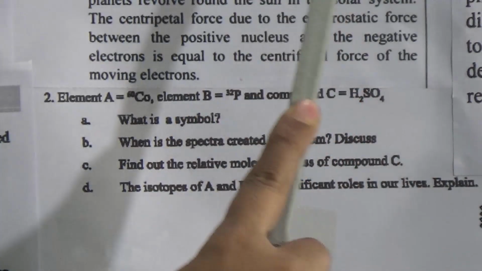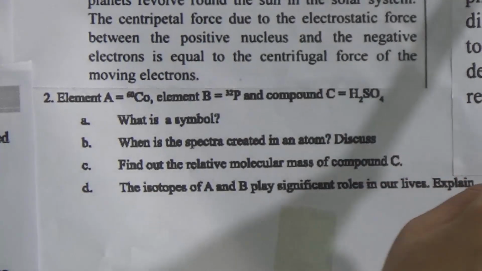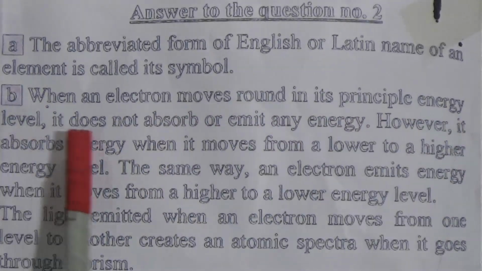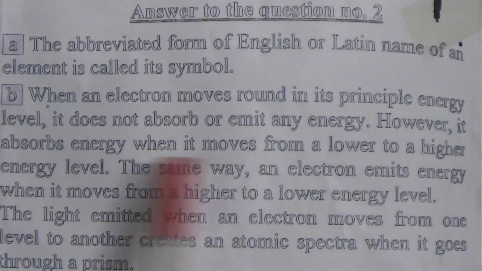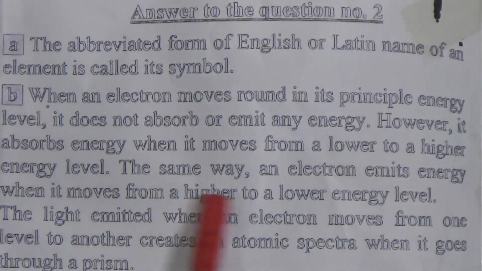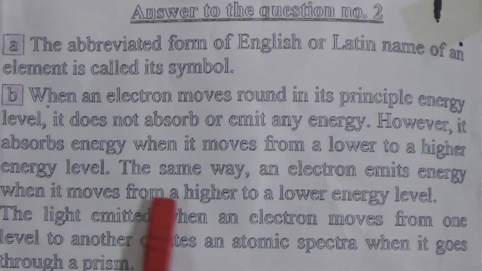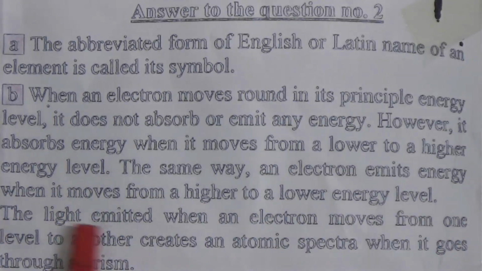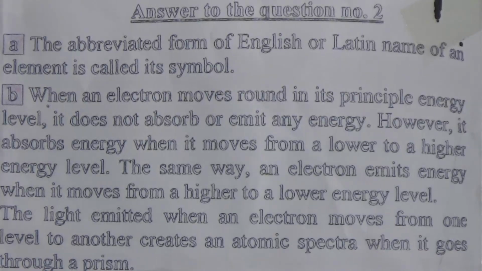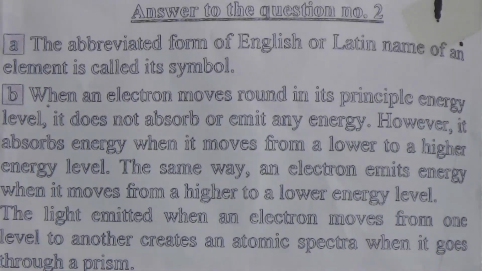Answer of A: the abbreviated form of the English or Latin name of an element is called its symbol. Answer of B: when an electron moves around in its principal energy level, it does not absorb or emit any energy. However, it absorbs energy when it moves from a lower to a higher energy level. In the same way, an electron emits energy when it moves from a higher to a lower energy level. The light emitted when an electron moves from one energy level to another creates an atomic spectrum when it goes through a prism.